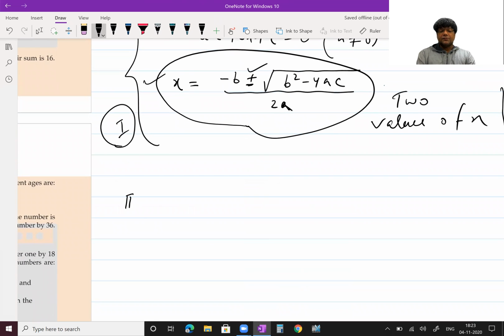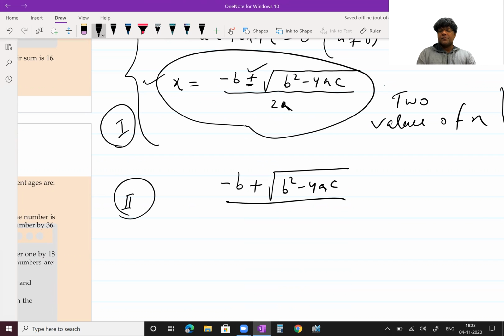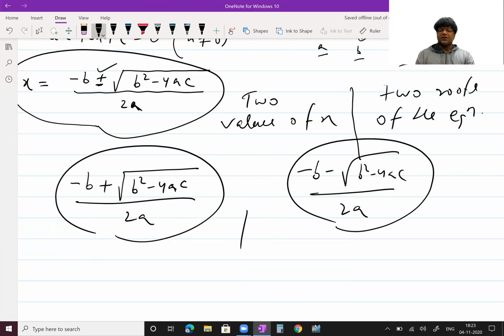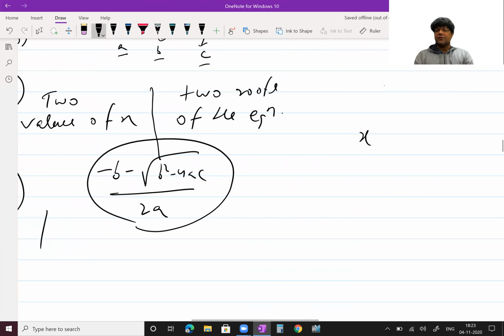Number two, guys. These two answers you will get. One will be (-b + root over b square minus 4ac) by 2a, and the second one is (-b - root over b square minus 4ac) by 2a. These two values you'll get. See, I'm showing an example.